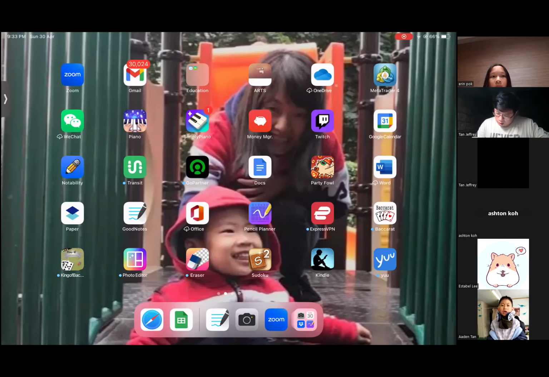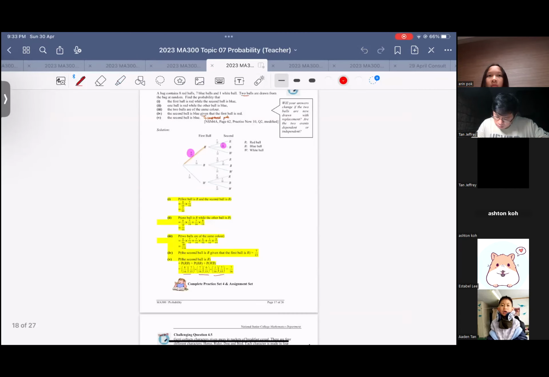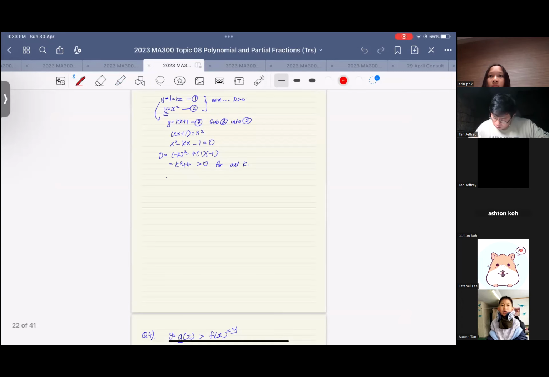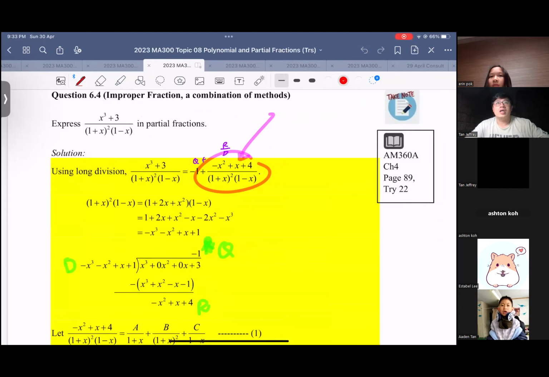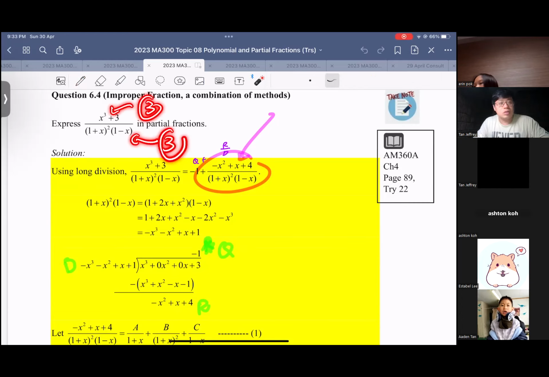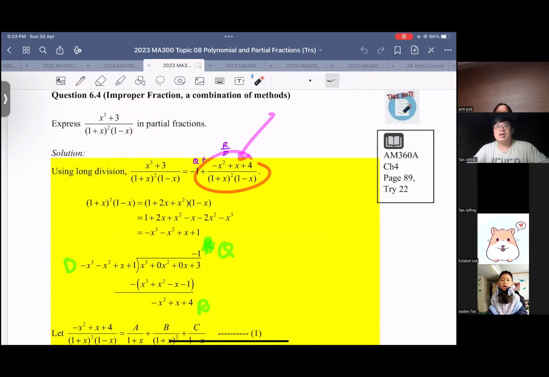Just give me a second. Let me try to pull it up somewhere. This one, question 6.4. If you observe, the top part is degree 3, the denominator is also degree 3. So this is improper. So you see that you cannot start straight away. You have to long divide first.